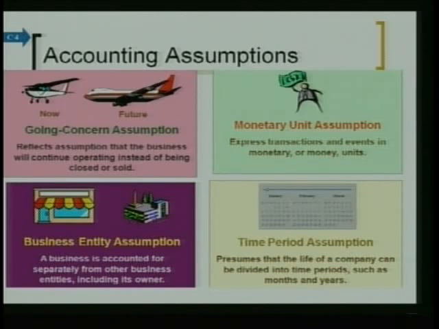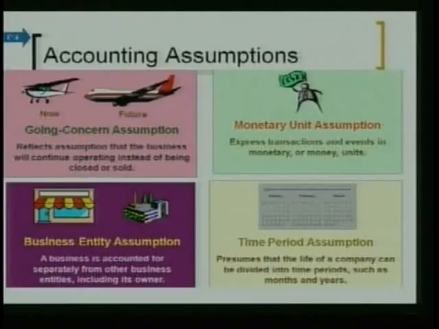What about the business entity assumption? That states a business is accounted for separately from other business entities, including its owner. Okay? So Jake, your landscaping business that you have, you want to keep track of it separately from your personal life. And I think we talked about that in a previous lecture. Don't commingle your records. Don't commingle your checkbooks. You want to keep track of those separately. And if you have more than one business, you want to keep track of those separately from each other. It's its own business entity. Make sense? It's a big mess if you get it all mixed up.